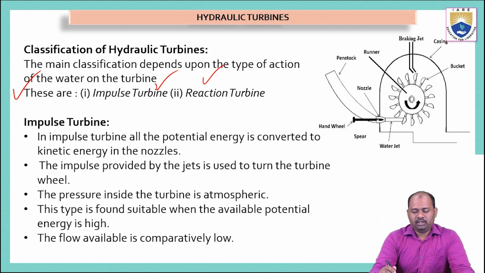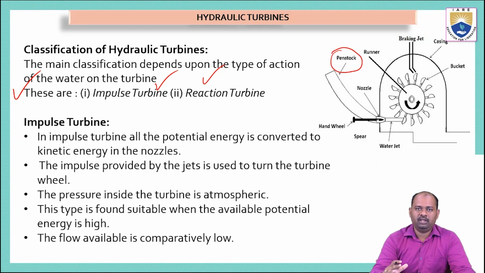In an impulse turbine, we have already discussed this. Water is coming through the dam. A water dam is constructed across a river. Behind the dam, we have water stored at a height, which we call the head. The height of the water is called head. And the water will flow through a pipe. This pipe is called the penstock.